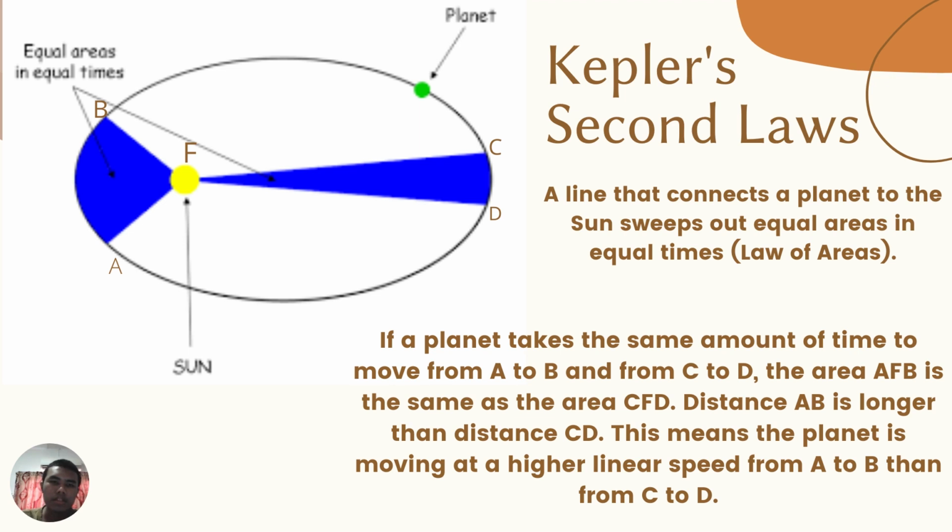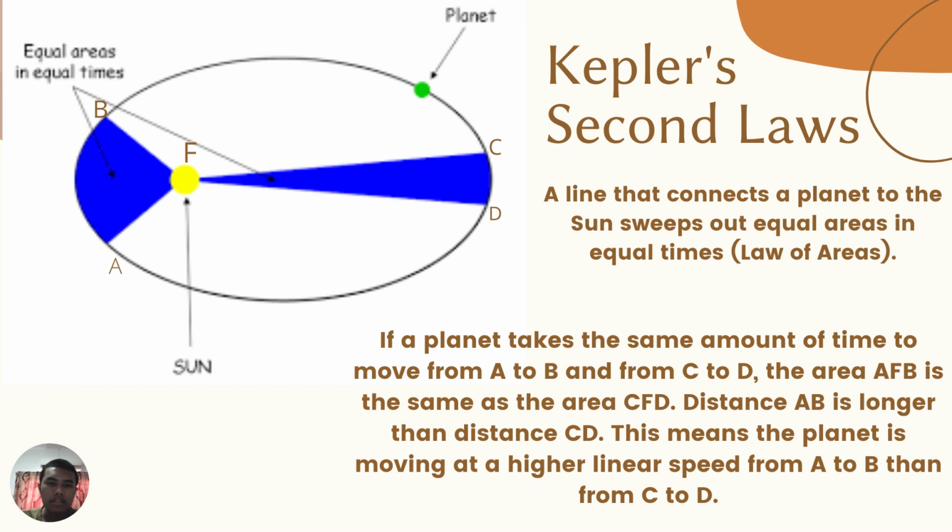The next one is Kepler's second law. Kepler's second law is a line that connects a planet to the Sun sweeps up equal area in equal times. We can call it the law of area.